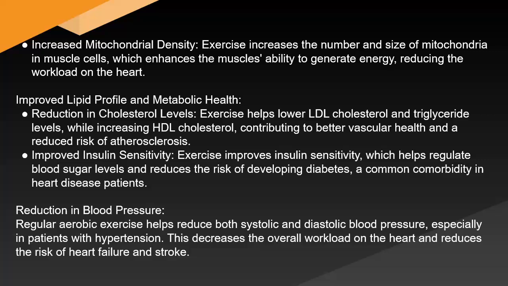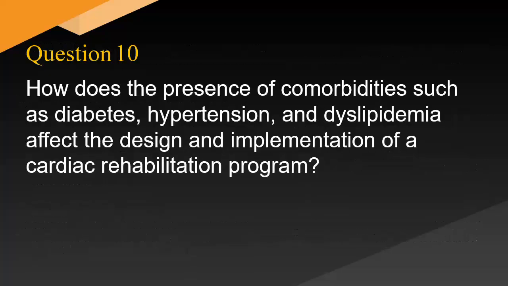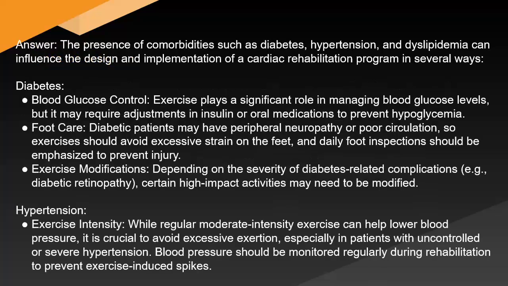Reduction in blood pressure. Regular aerobic exercise helps reduce both systolic and diastolic blood pressure, especially in patients with hypertension. This decreases the overall workload on the heart and reduces the risk of heart failure and stroke. How does the presence of comorbidities such as diabetes, hypertension, and dyslipidemia affect the design and implementation of a cardiac rehabilitation program? Answer. The presence of comorbidities such as diabetes, hypertension, and dyslipidemia can influence the design and implementation of a cardiac rehabilitation program in several ways.